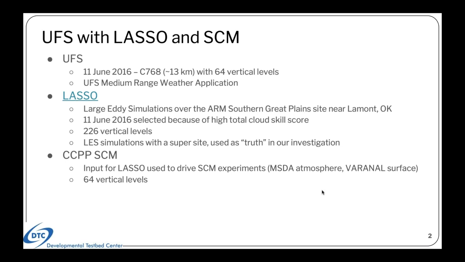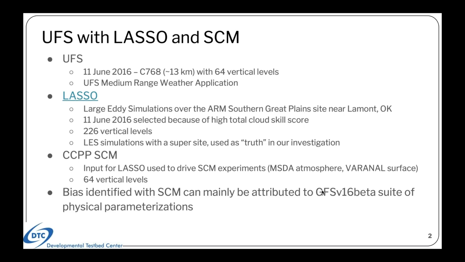So the very high vertical resolution of large eddy simulations combined with the dense observations of the supersite, we use LASSO as truth in our investigation. And actually, this is a pretty common practice in single column model studies. And so that does bring us to our single column model, which was driven by LASSO inputs. So that was multi-scale data assimilation for the atmosphere and variational analysis for the land surface. And because this single column model is essentially constrained by what you can call observations, the bias identified with the single column model can mainly be attributed to the developmental GFS version 16 beta suite of physical parameterizations, which will be our main focus for this talk.